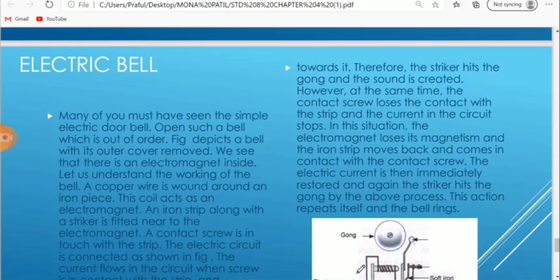However, at the same time, the contact screw loses contact with the strip and the current in the circuit stops. In this situation, the electromagnet loses its magnetism and the iron strip moves back and comes in contact with the contact screw. The electric current is then immediately restored and again the striker hits the gong by the above process. This action repeats itself and the bell rings.